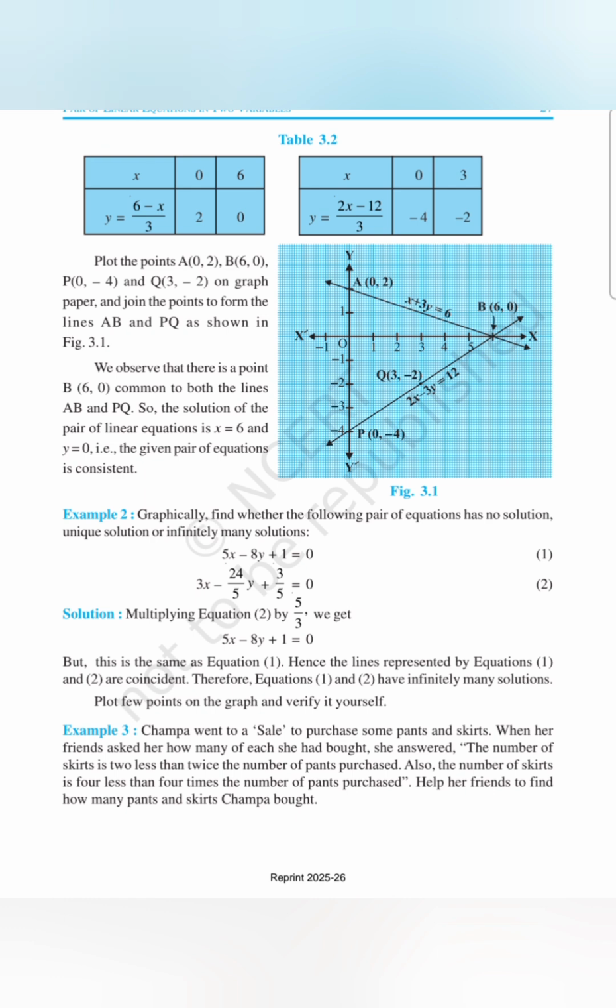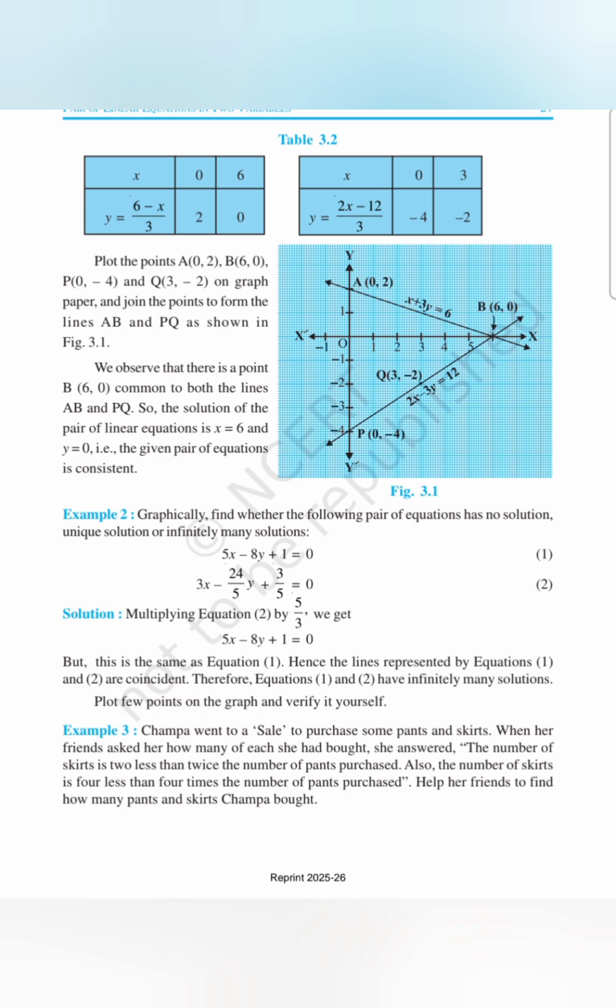Now example 3. Champa went to a sale to purchase some pants and skirts. When her friends asked how many of each she had bought, she answered: the number of skirts is 2 less than twice the number of pants purchased. Also, the number of skirts is 4 less than 4 times the number of pants purchased. So help her friends to find how many pants and skirts Champa bought.